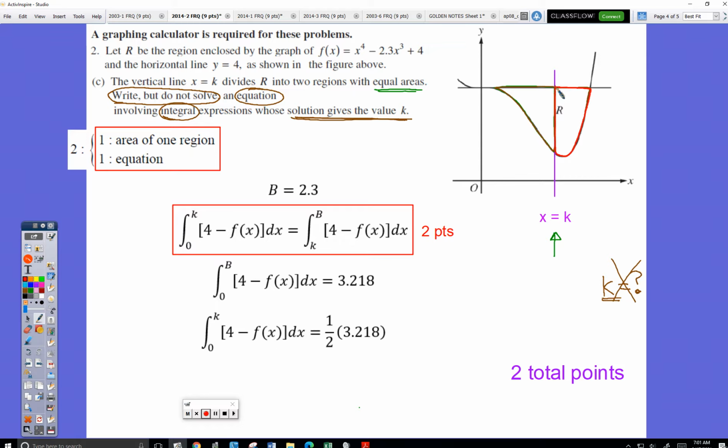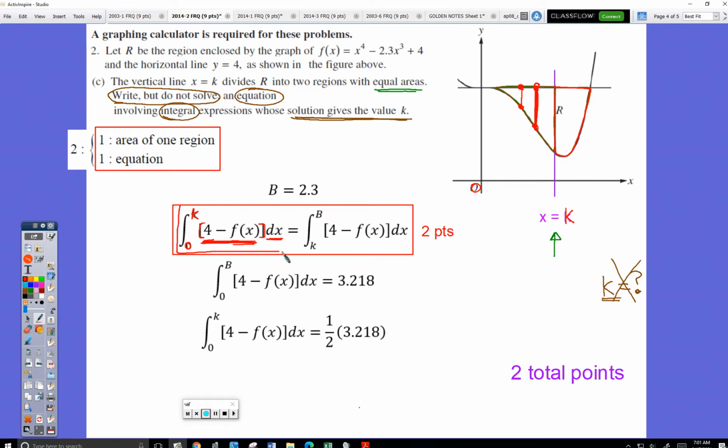So the first area starts at 0, goes to x equal k, and it's always the top y coordinate subtract the bottom. So I'm finding the area of a little rectangle. So the area of one rectangle here is the y at the top, subtract the y at the bottom. So the y at the top is 4, y at the bottom is f. So this, in parentheses, is finding the length of one rectangle. dx is the width of the rectangle. I integrate from 0 to k.